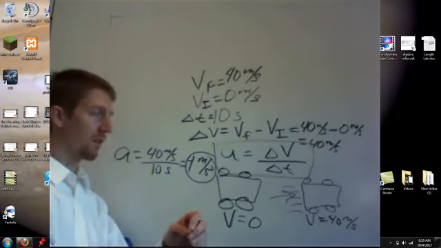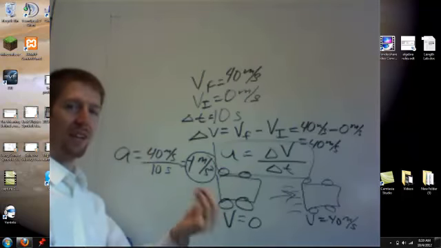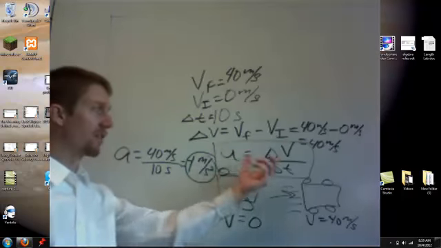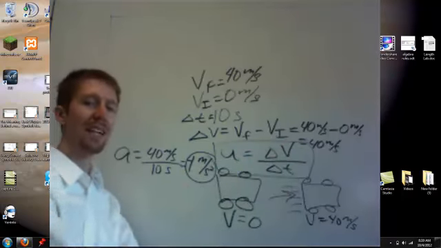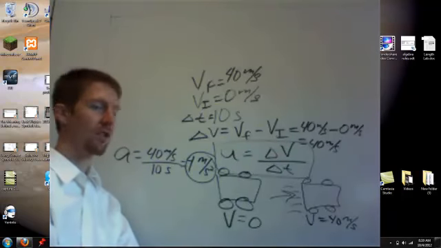But the important part of this video is to understand what acceleration is. It's not a change in velocity. This is a change in velocity. Acceleration talks about the rate at which the velocity changes. How quickly does the velocity change? How much time is it taking for the velocity to change? It's a rate.